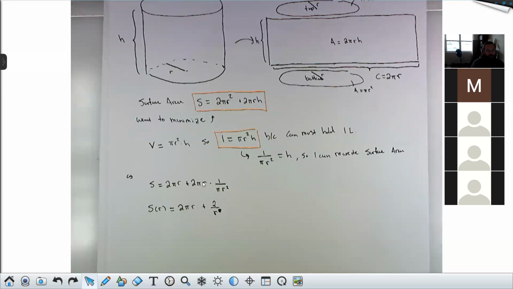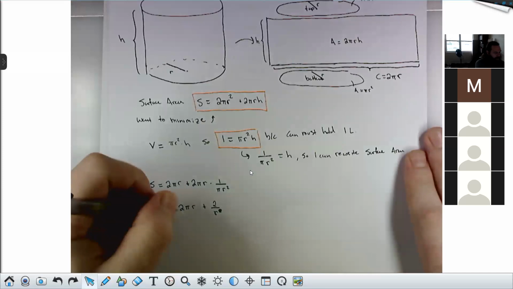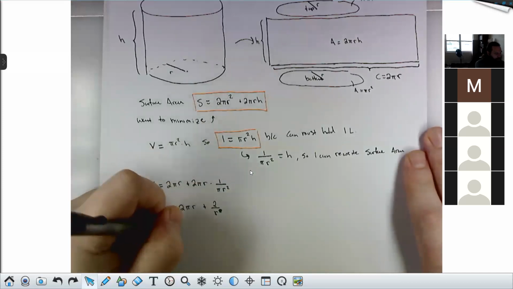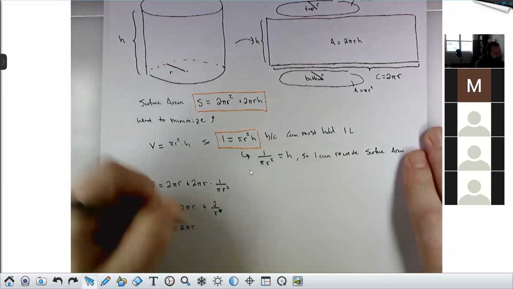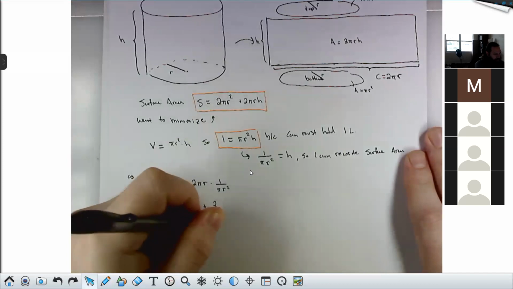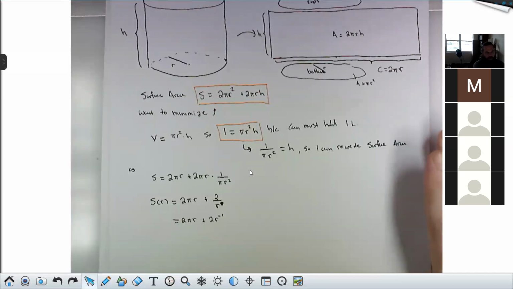So I've got an r here and an r squared downstairs. So this is like 2 pi r over pi r squared. The pi's cancel and one of the r's cancel. That leaves me with 1 r downstairs and just the 2 upstairs. And before we differentiate, it might be worth rewriting this as 2 pi r squared plus 2r to the negative 1. That'll make our derivative a little easier.